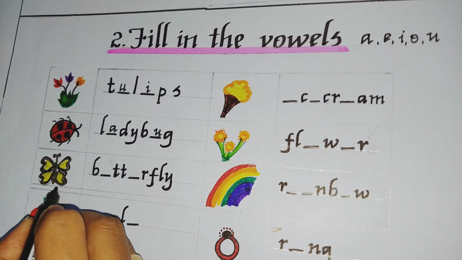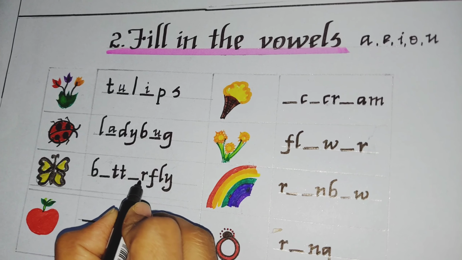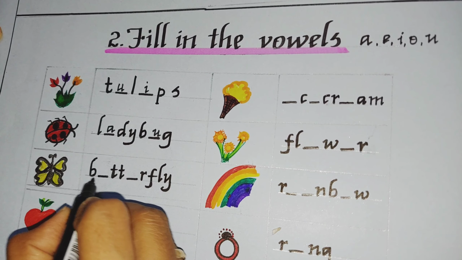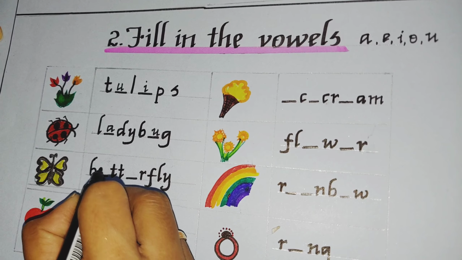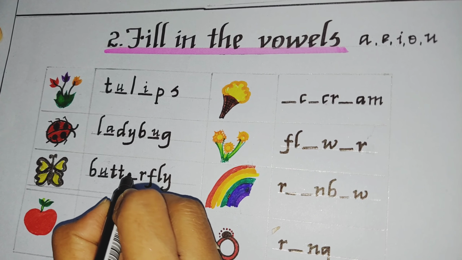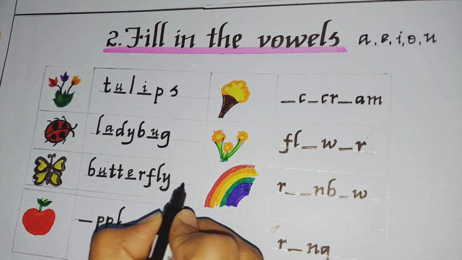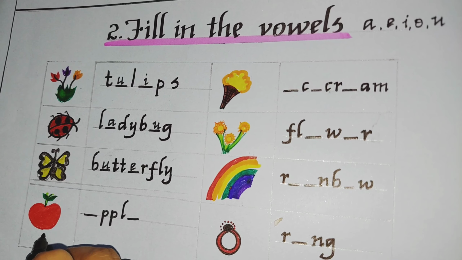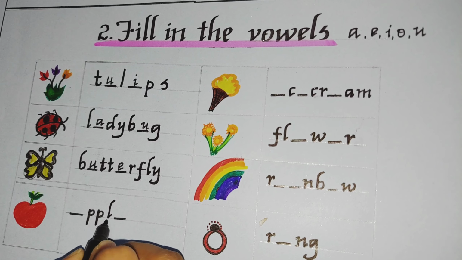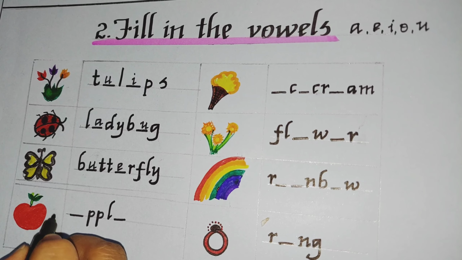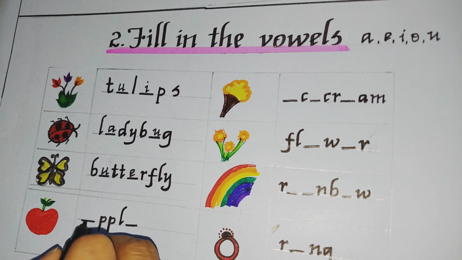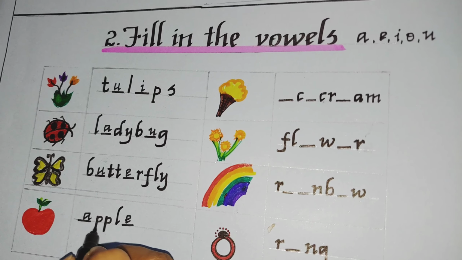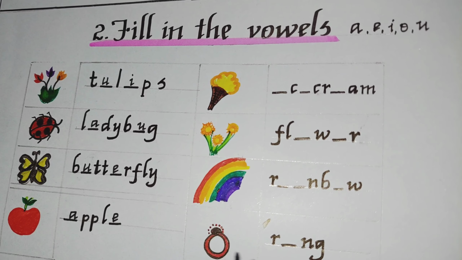The next picture is B-T-T-R-F-L-Y. By seeing the picture, we can identify that it is a butterfly. B-U-T-T-E-R-F-L-Y, butterfly. U and E are vowel letters. The next picture is dash P-P-L dash. By seeing the picture, we know that it is an apple. So A P-P-L-E, apple. A and E are vowel letters.